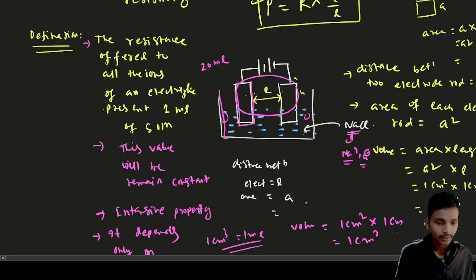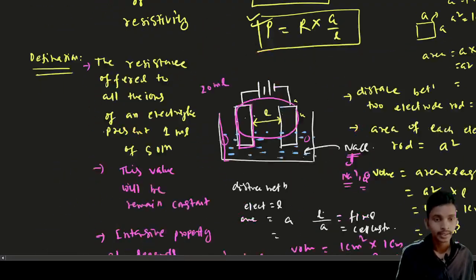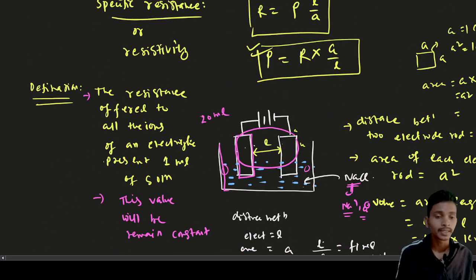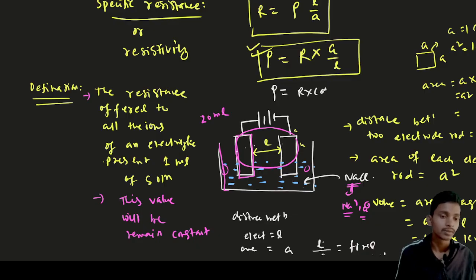So what it says is that if you divide L, which is the distance between the two electrodes, by the area of each electrode, then since this value and this value remain fixed, L upon A also remains fixed. So this value we call the cell constant. This value we call the cell constant, and the specific resistance value is resistance into cell constant. So specific resistance equals resistance into cell constant.